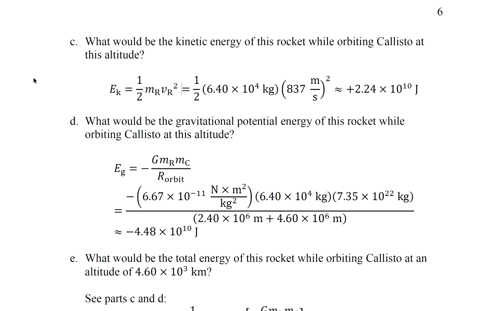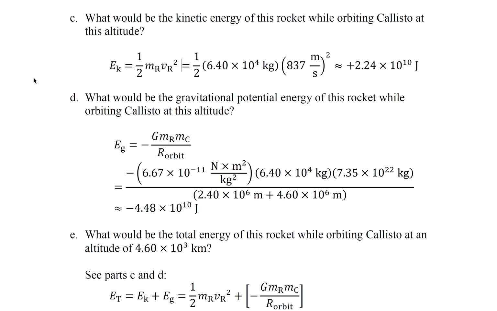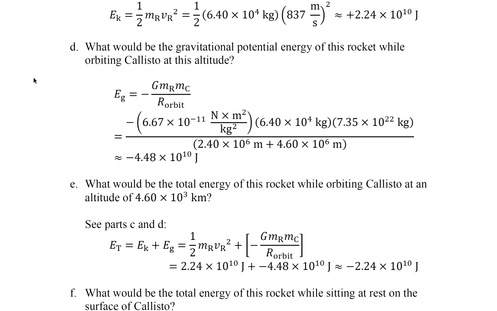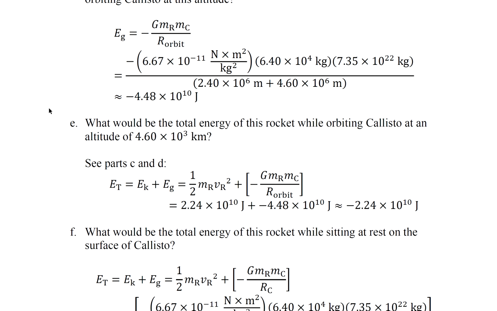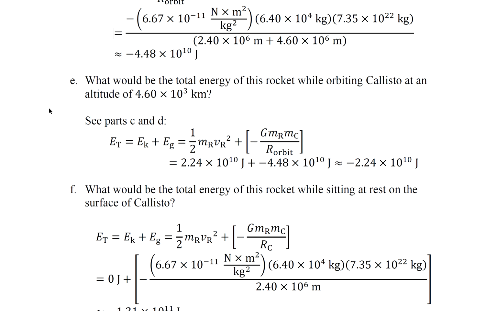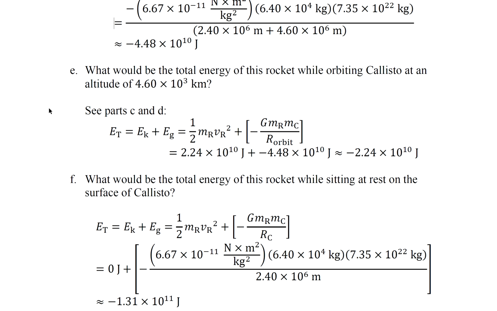Part D, what would be the gravitational potential energy of this rocket while orbiting Callisto at this altitude? Just use this equation. Plug in what we know. Part E, what would be the total energy of this rocket while orbiting Callisto at an altitude of 4.6 times 10 to the 3 kilometers? So we're just going to add up parts C and D.